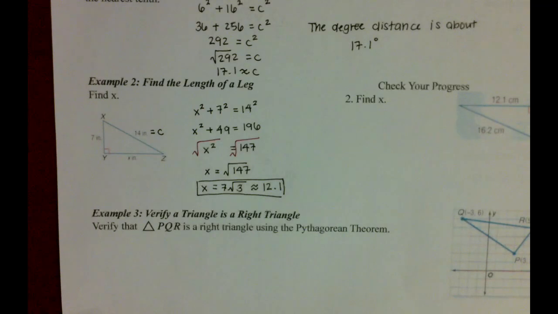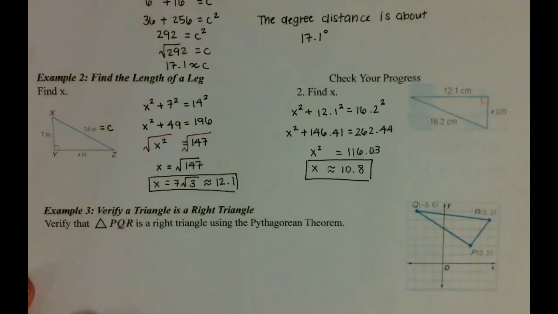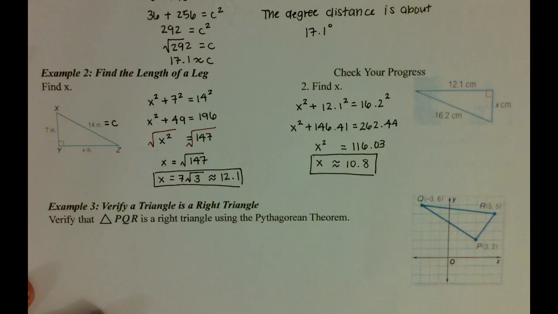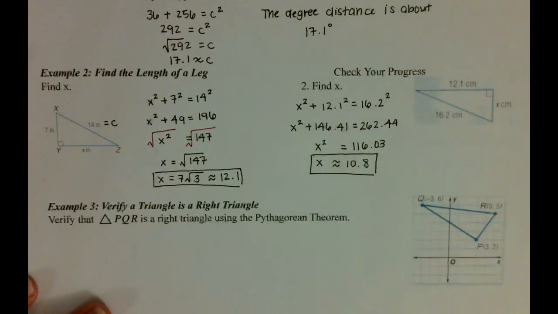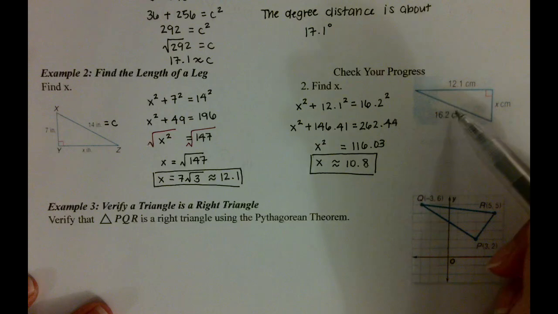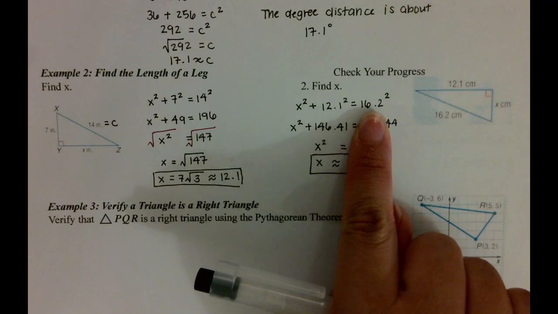Why don't you try CYP2, and then once you're done, come check your answer. You should have gotten that x is approximately 10.8. If you got that right, you can move on to example 3. If not, here is your explanation. X here, which I'm looking for, is also a leg, so it's either A or B. Here's my right angle, so across from it is the hypotenuse. 16.2 is my hypotenuse, so that is why 16.2 is in the position of C.